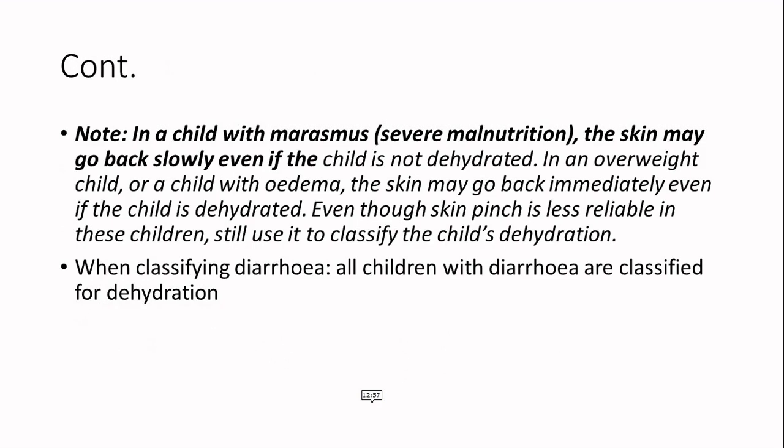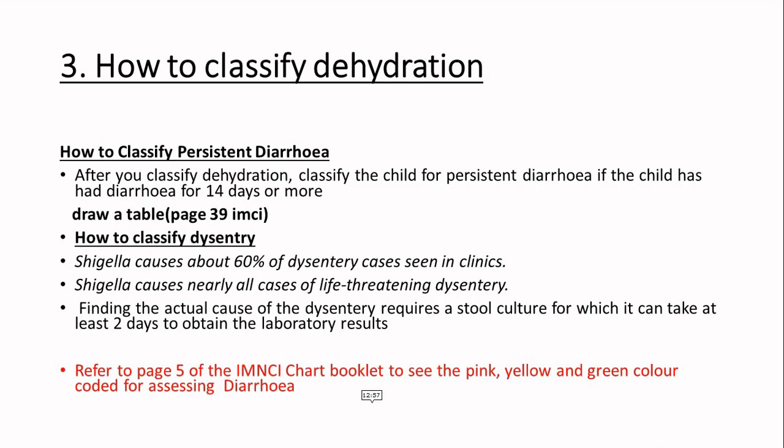Note, in a child with marasmus, severe malnutrition, the skin may go back slowly even if the child is not dehydrated. In an overweight child, or a child with edema, the skin may go back immediately even if the child is dehydrated. Even though skin pinch is less reliable in these children, still use it to classify the child's dehydration. When classifying diarrhea, all children with diarrhea are classified for dehydration. 3. Classify dehydration. 4. Fever.